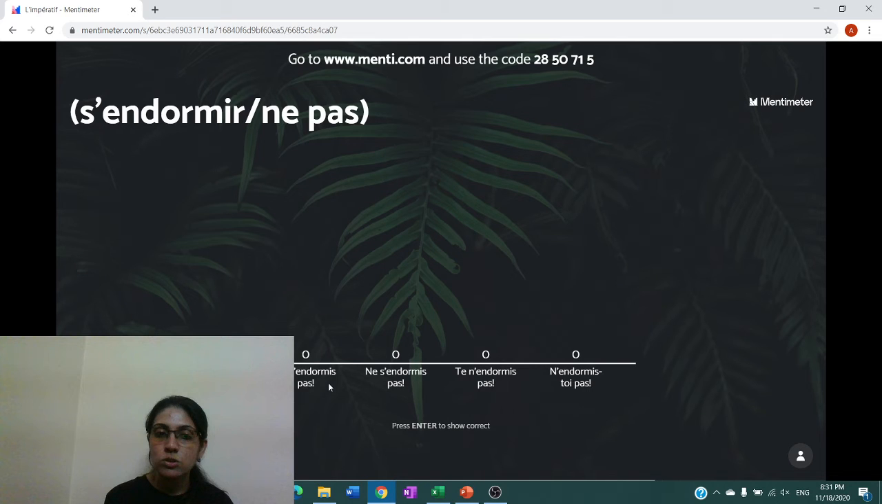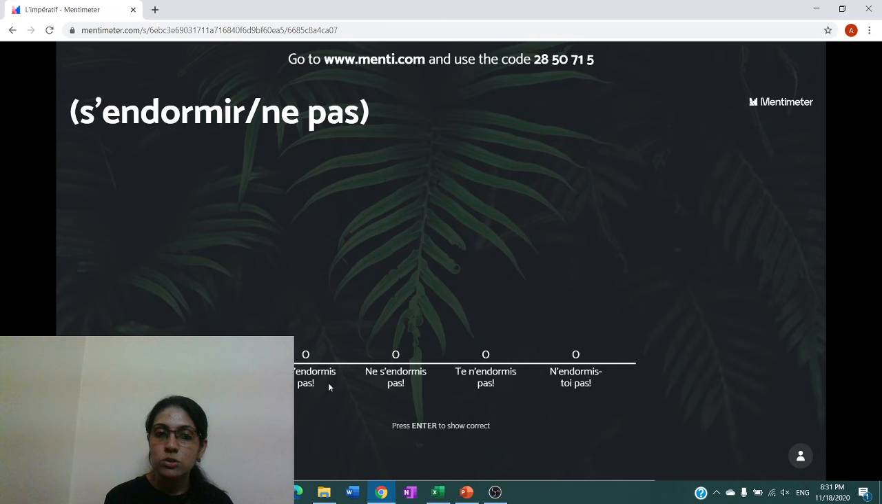This last option, endormi toi. This toi is placed after the verb, but what we do in the negation, the object pronoun comes back to its original place, that is before the conjugated form of the verb. So this toi will not be placed over here. Object pronoun always comes with the verb. So this placement is wrong.